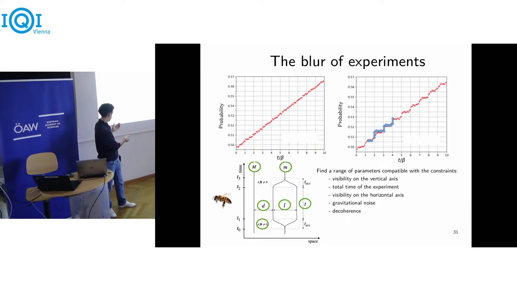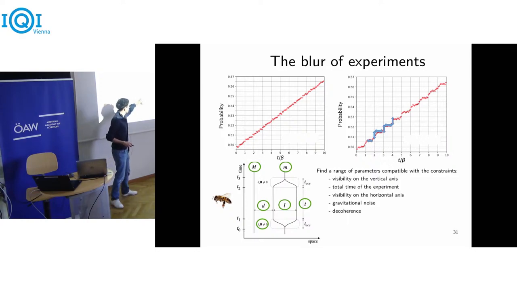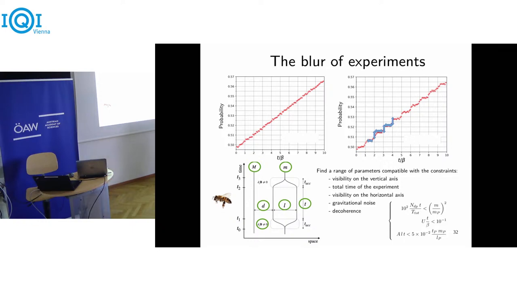And another important constraint is, of course, decoherence, because we are using a quantum particle, which is in a superposition of path. And so it should not decohere too fast, otherwise it will not have time to interact with the gravitational source. So all these constraints that I've just told you can be formalized mathematically as a set of inequalities. Some of them are here, not all of them.